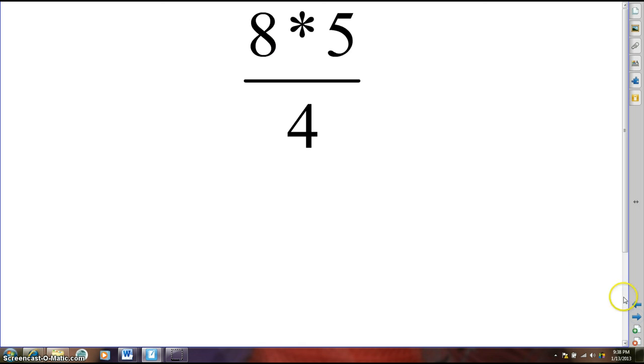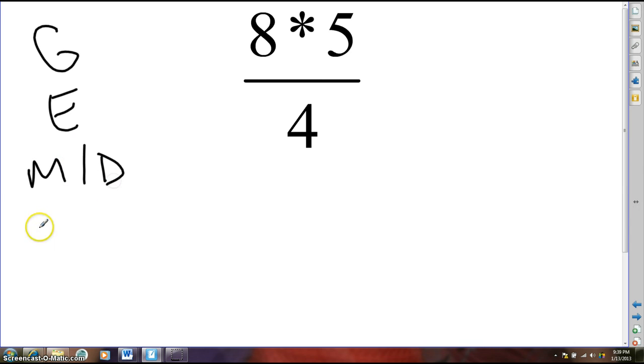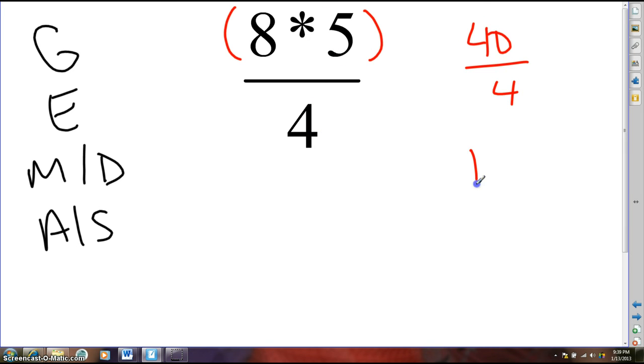All right, let's try a couple more. This time, this is a different form of our grouping symbols. And I said I always do mine as a GEMDAS instead of PEMDAS. And the reason is it's not just parentheses. This up here is a grouping symbol. So that's like having a parentheses. If it helps you, write the parentheses in. So we do everything on the top, and then we divide it by the 4. So 8 times 5 makes 40 on the top, and we divide that by 4, which makes 10.